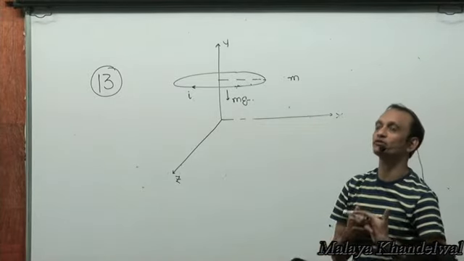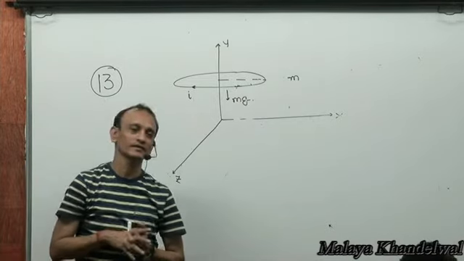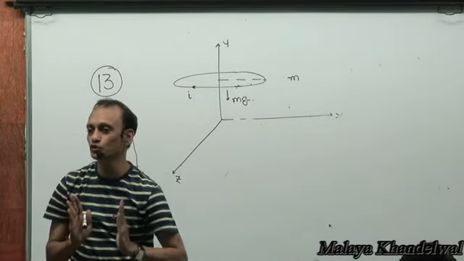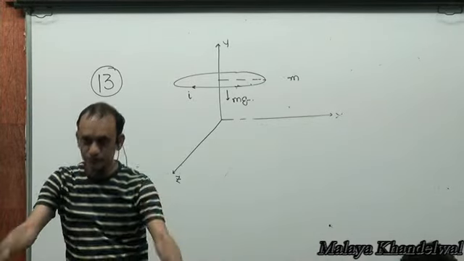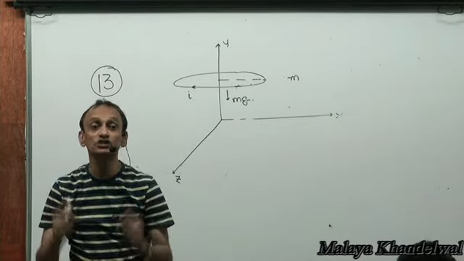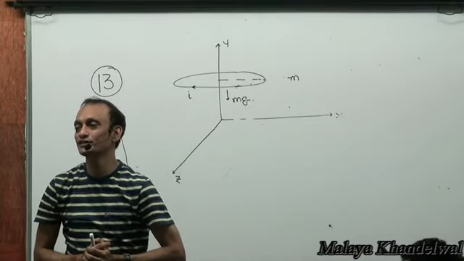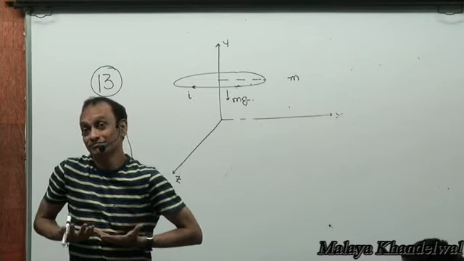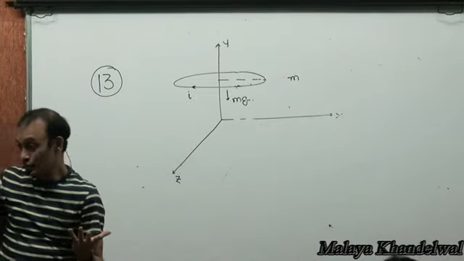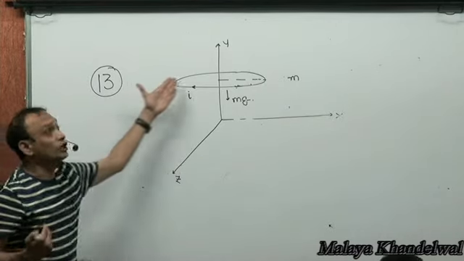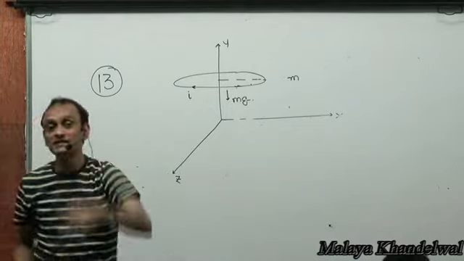Okay, let's go back to the basics. If there is a current carrying loop placed in a uniform magnetic field, what's the magnetic force acting on it? Zero. So no matter what the direction of the magnetic field is, the force acting on a closed loop placed in a uniform magnetic field will always be zero.